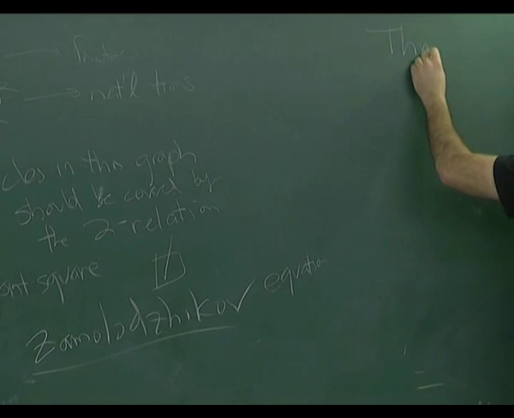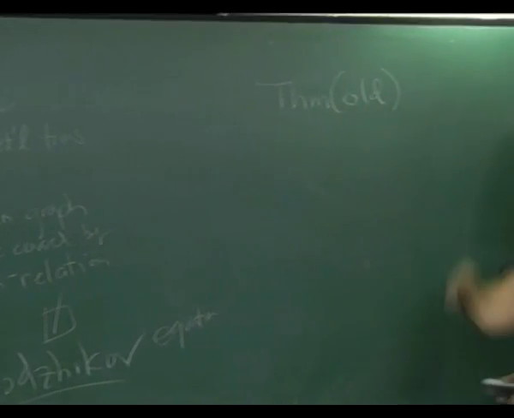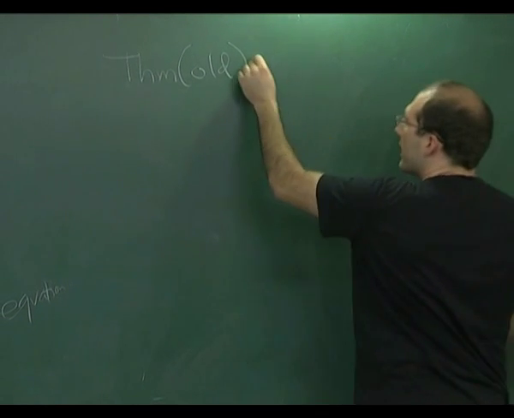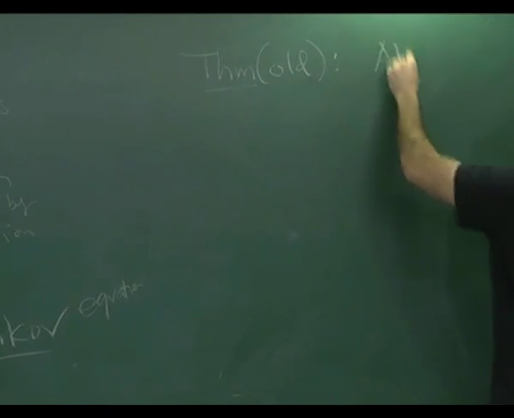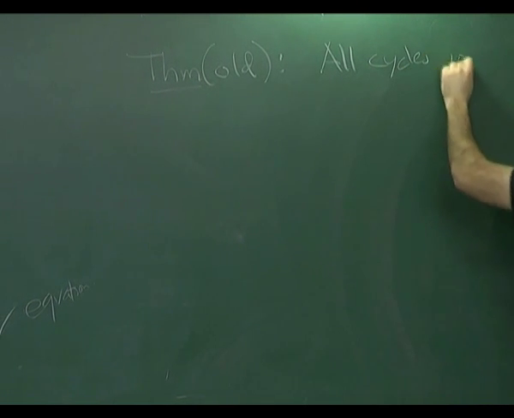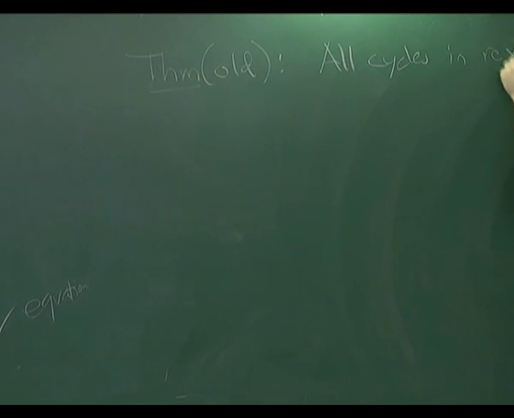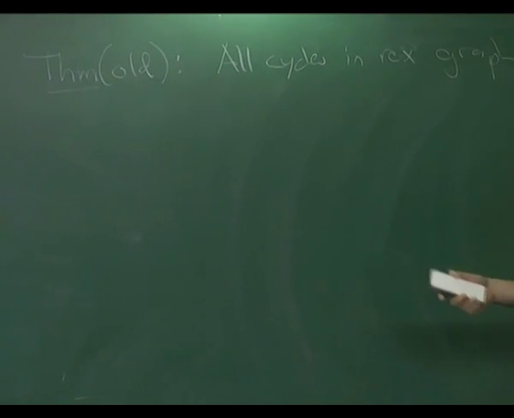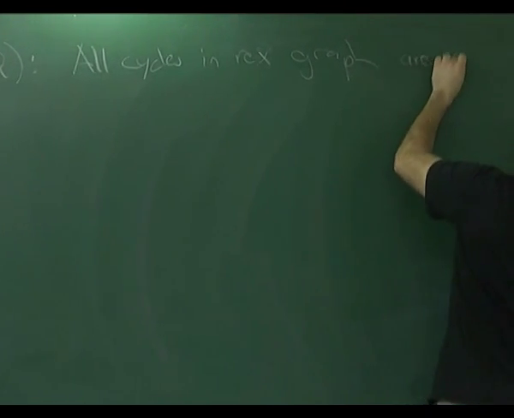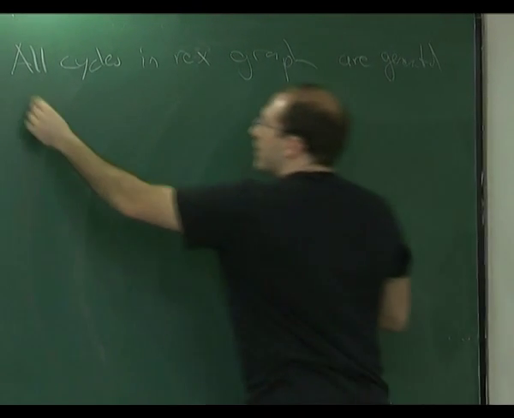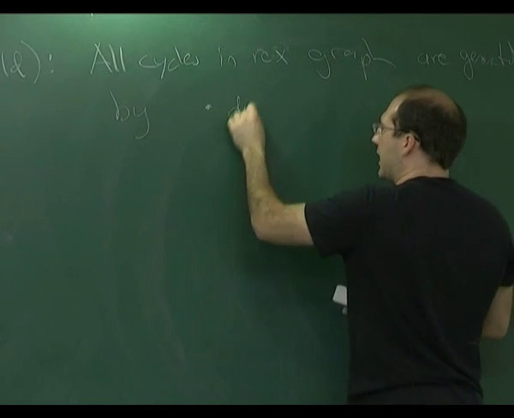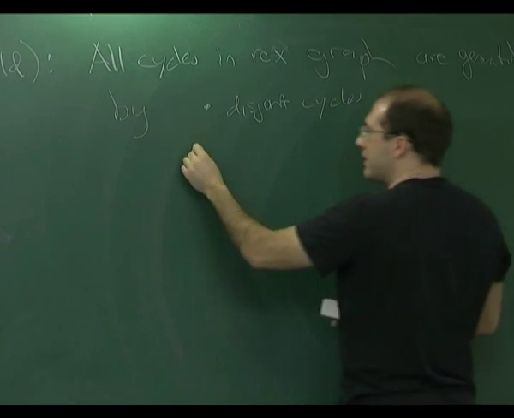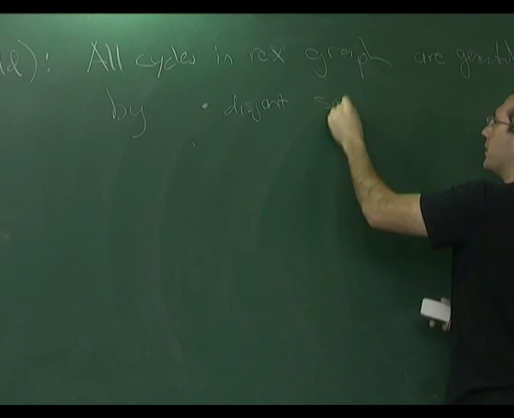So there's an old theorem. I don't really know who this is due to. It has to do with the topology of the Coxeter complex, and I'll get to that soon. That all cycles in reduced expression graphs, in all reduced expression graphs for any element in any Coxeter group, are generated by disjoint squares.